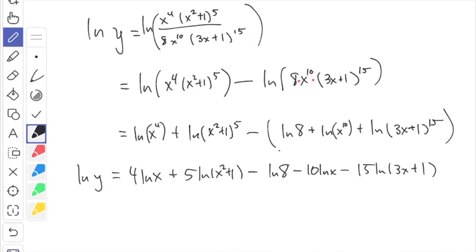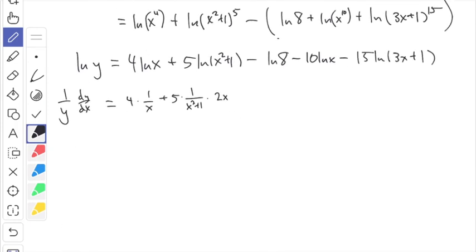We take the derivative on both sides. So on the left side, I get 1 over y dy dx. And on the right side, we take the derivative of all those logs. And each time we get something like 1 over x, right? So 4 ln x just gives you straight up 4 times 1 over x. You don't have to do any chain rule or anything like that. Next, we get 5 times 1 over x squared plus 1 times 2x. That's the chain rule. That's where that 2x comes from, the derivative of the inside.